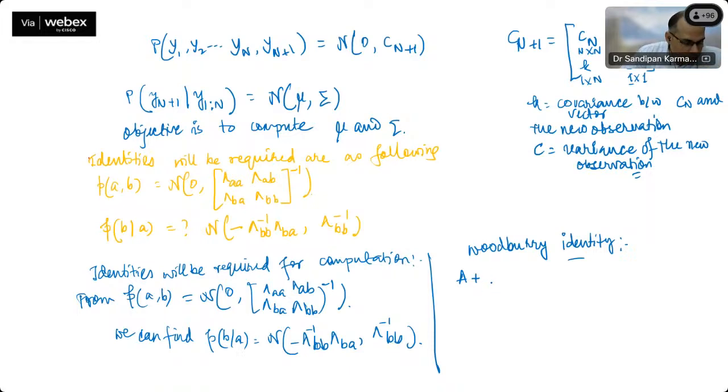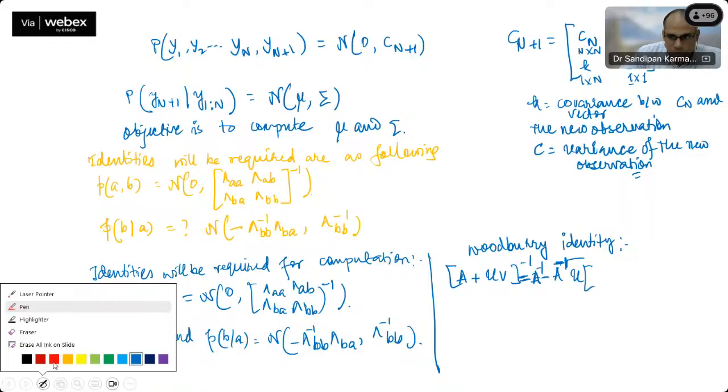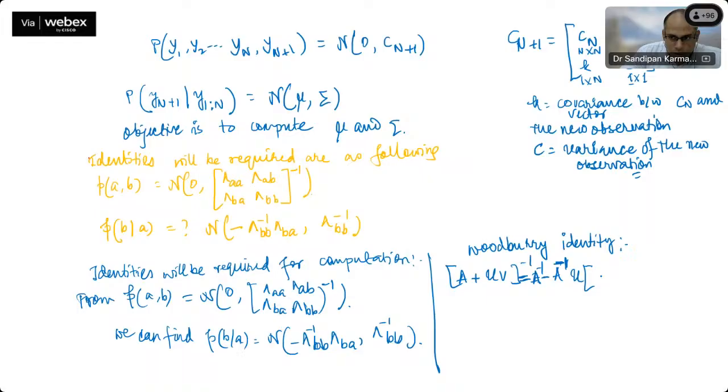So for A plus UV, I think the inverse of this will be given as A inverse minus A inverse U, then C plus V A inverse U, multiplied by V A inverse. Please verify this later. Okay, so this is the one.